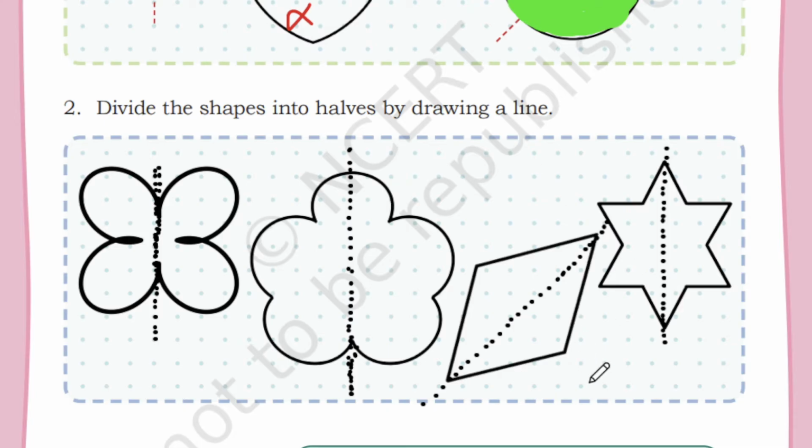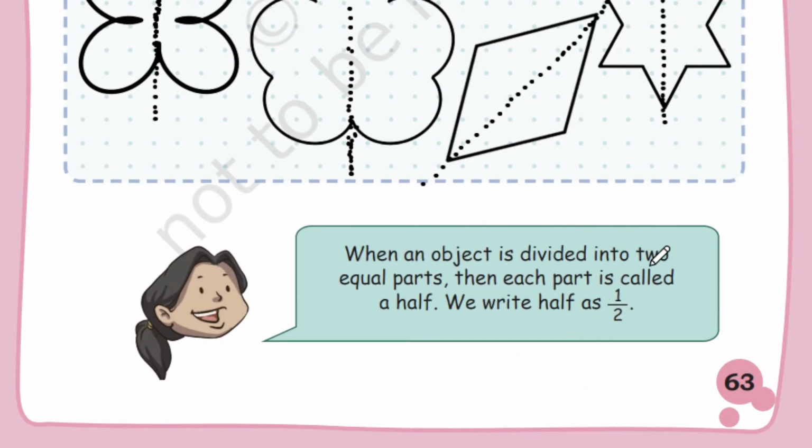Okay, next, when an object is divided into two equal parts, then each part is called a half. For example, look at this flower. This is divided into two equal parts. So this part is called one half, and this part is called another half. It is also 1 by 2. So 1 by 2 makes a full part.